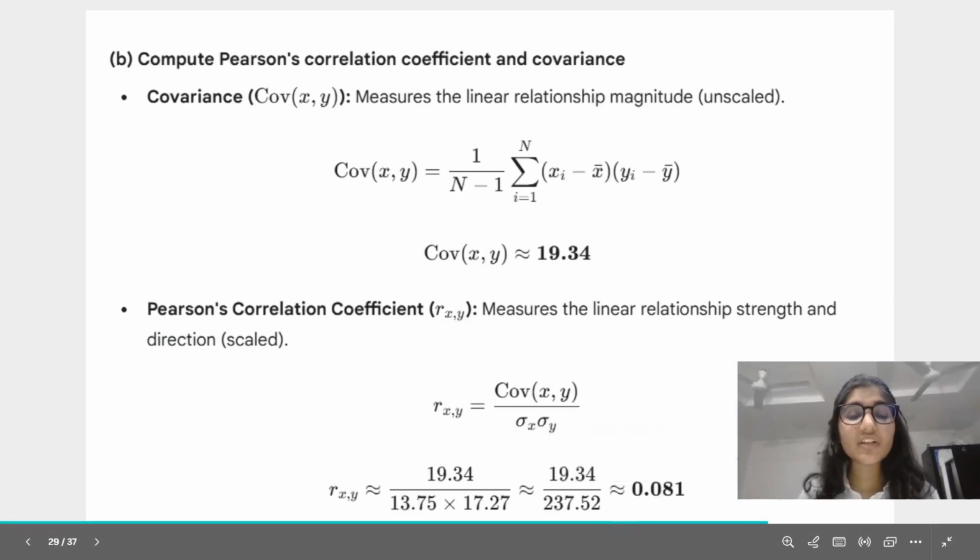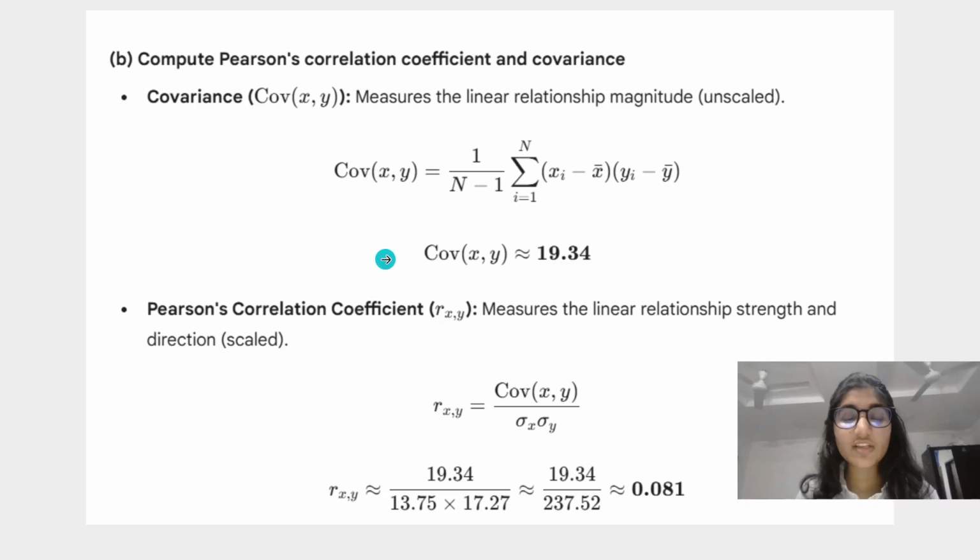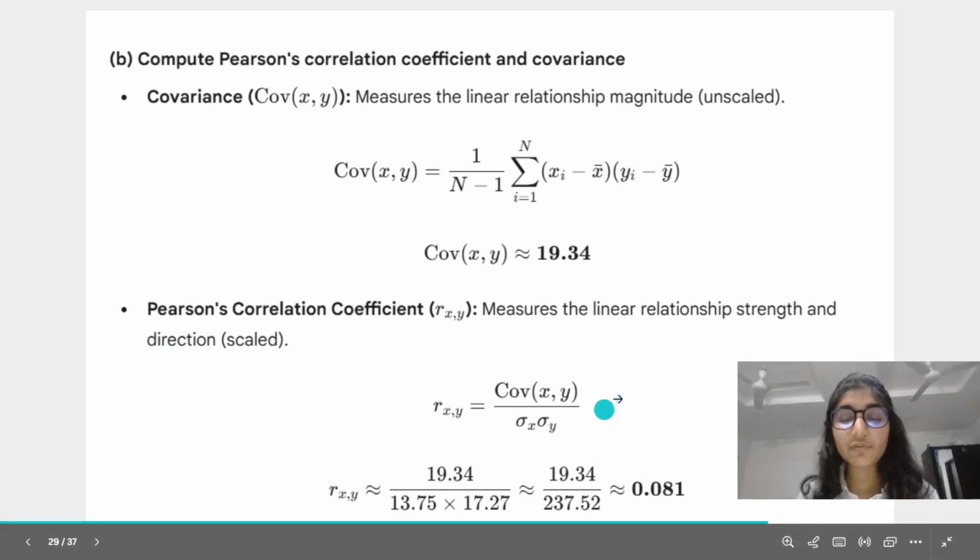Then the B part is compute Pearson's correlation coefficient and covariance. The covariance measures the linear relationship magnitude, that is unscaled. This is the formula of covariance. When we put all the values in this formula, we get the covariance as 19.34. Then Pearson's correlation coefficient measures the linear relationship strength and direction, that is scaled. When we put the values in this formula, we get the Pearson's correlation coefficient as 0.081.